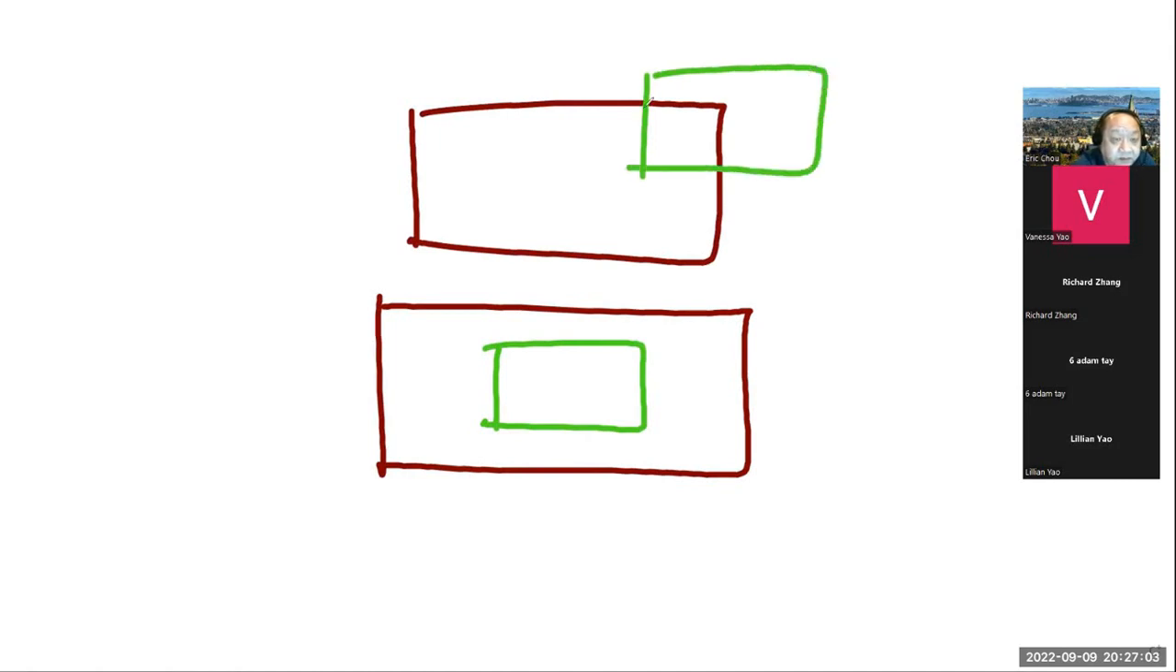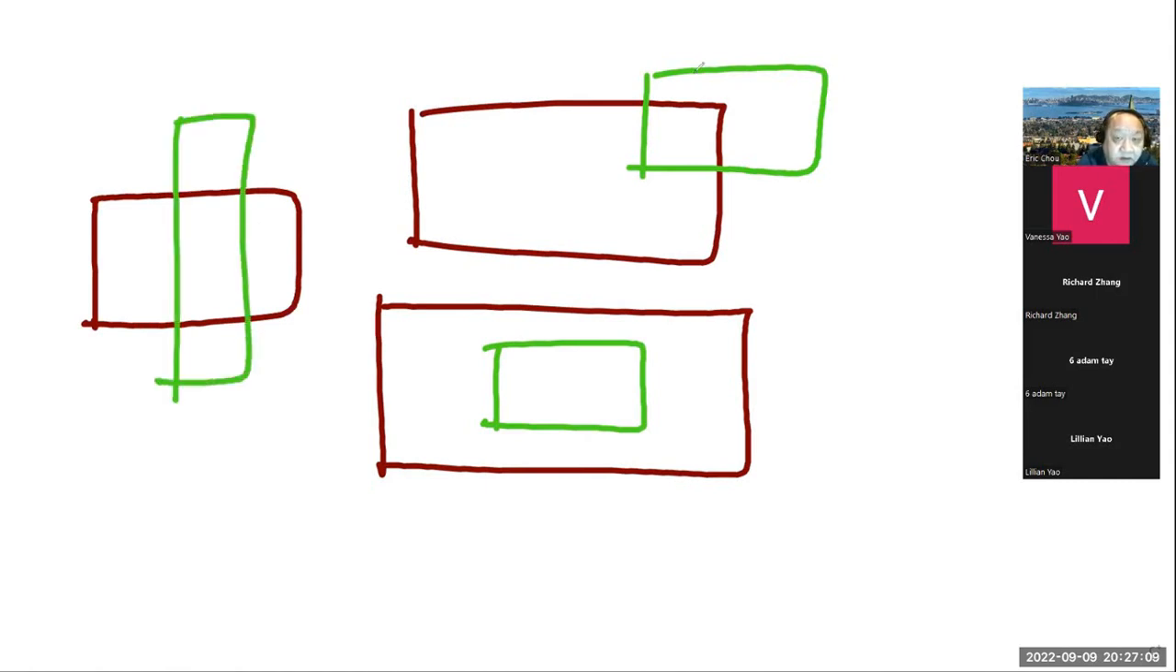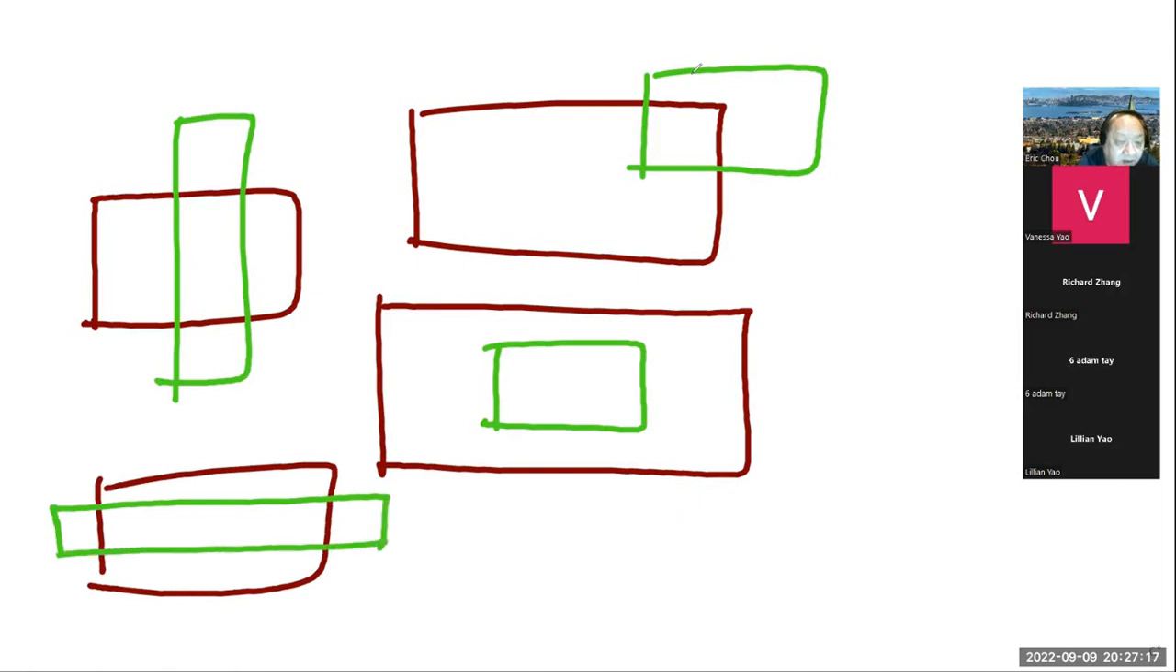You may have something like this. You may have something like this. So then you need to calculate the object area, right? You have to calculate the object area. And you need to calculate the different cases. Okay, you have to calculate the different cases. This different one will end up with different value.